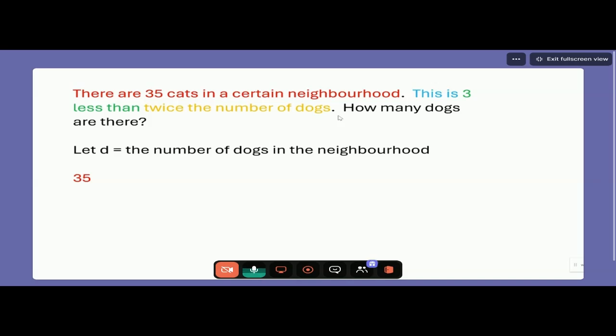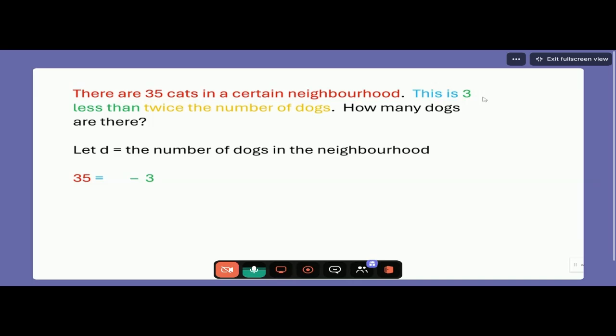There are 35 of something. This is, so equal to, now got to be careful because the temptation is often to do this next part backwards, but 3 less than doesn't mean 3 minus something. It means something minus 3, right? Like if I say I have $3 less than 20, then I don't go 3 minus 20. I go 20 minus 3 to figure out how much money I have. So this 3 less than is going to be something minus 3.